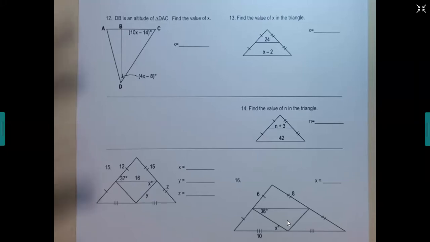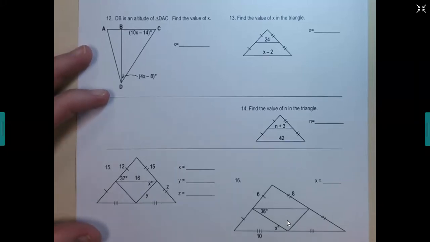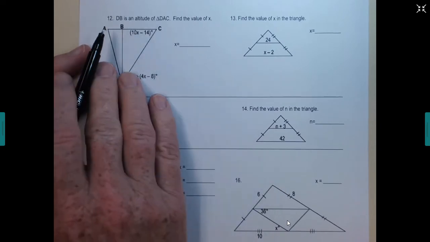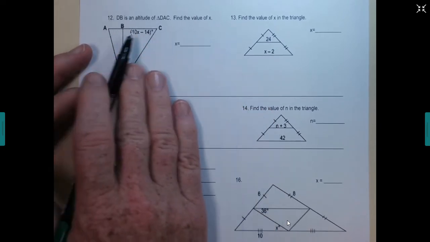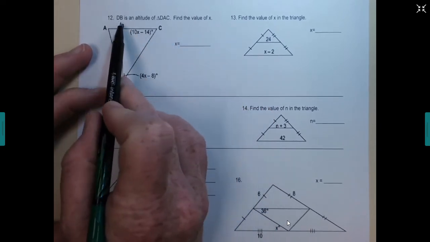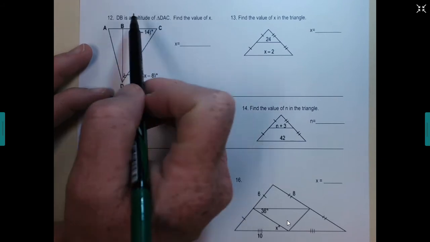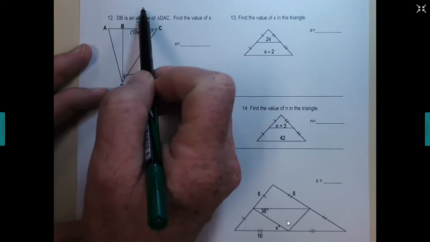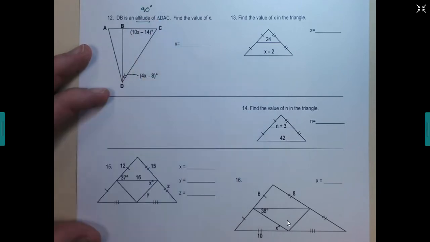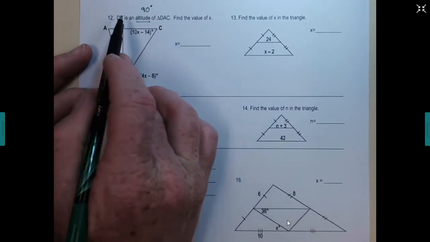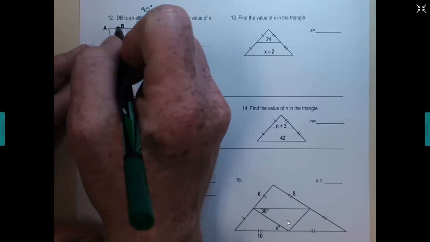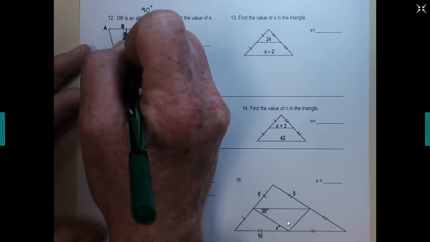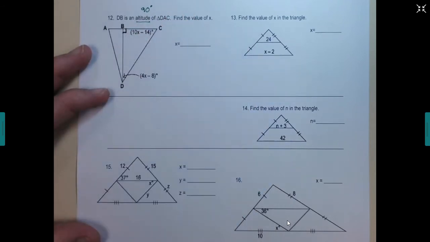All right, you guys, page 2 of the review. Make sure you're reading the descriptions of each of the situations. DB is an altitude. Remember, altitude means 90 degrees. So if DB is an altitude, that means I have 90 degrees here. We want to find the value of x.